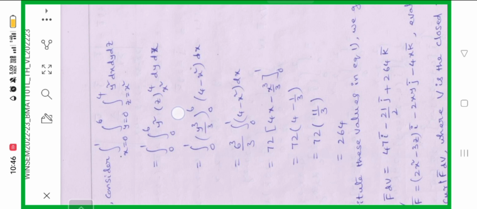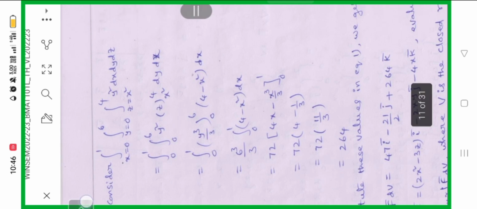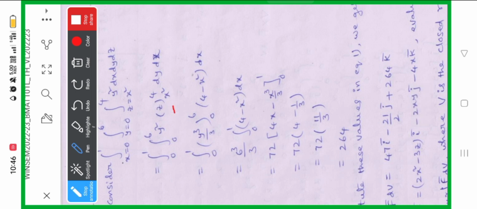we have z, y square, z dz, dx, dy. So z was integrated. Now we have to apply the limits 4 minus x square. Now we have to integrate the y value also. So y cube by 3. Step by step we have to do. Okay, y cube by 3.